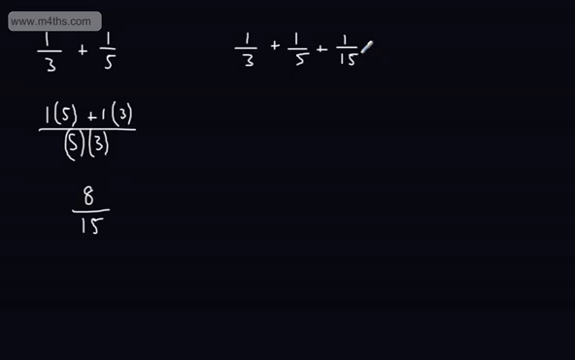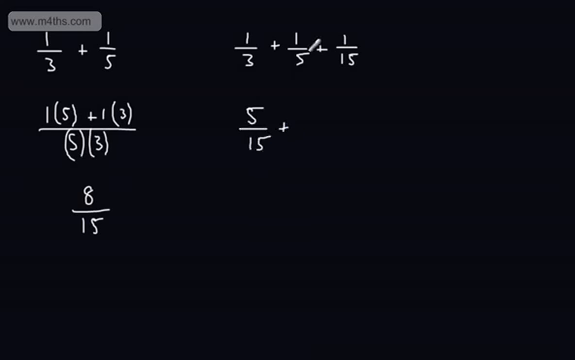What we look to do is find the lowest common multiple of the denominators. So what is the first number that 3, 5 and 15 go into? The answer is 15. So what we would do is write equivalent fractions. So if I wanted to turn this fraction into 15ths, what would I need to do to the numerator and the denominator? The answer is multiply the numerator and the denominator by 5. So we'd end up with 5 over 15.